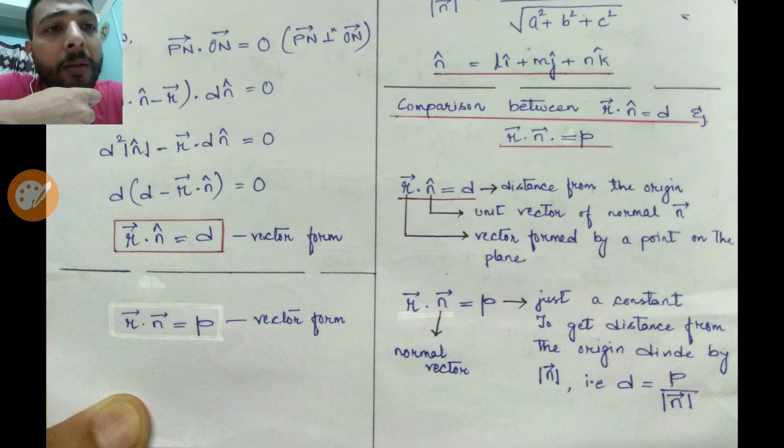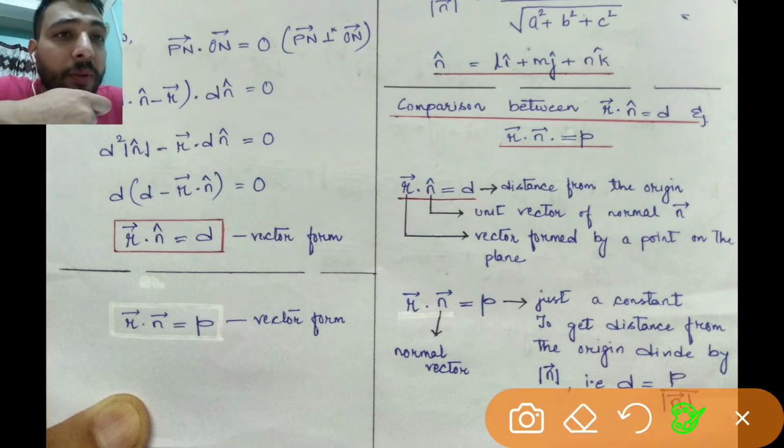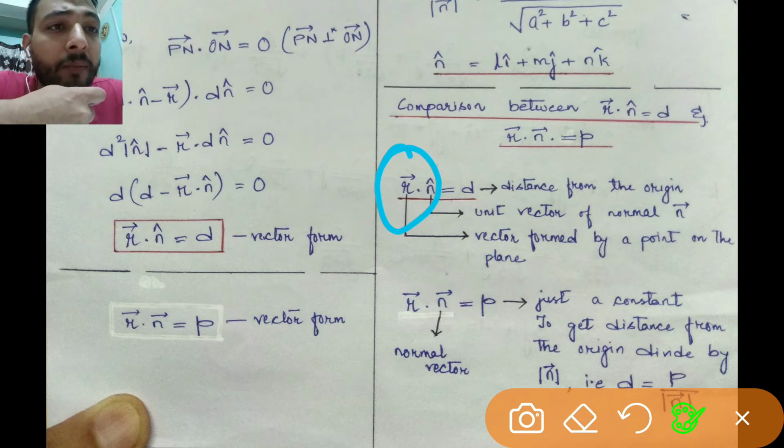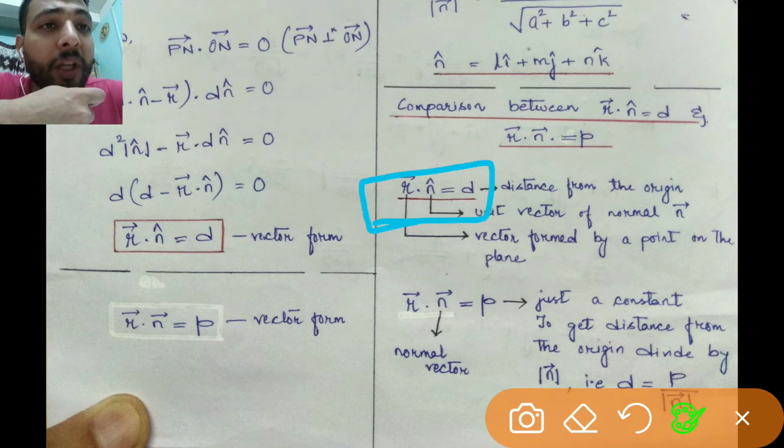So you can see here we have a comparison. This is the distance from the origin, and n cap is the unit vector of the normal n vector. So you understand where that n vector is from, right? It may be a long vector which crosses the plane, it may be a small vector which doesn't even touch the plane. But d is the distance of the plane from the origin, and r is the random point vector formed by the point on the plane. Clear? So this is exactly our equation of the plane in vector form.